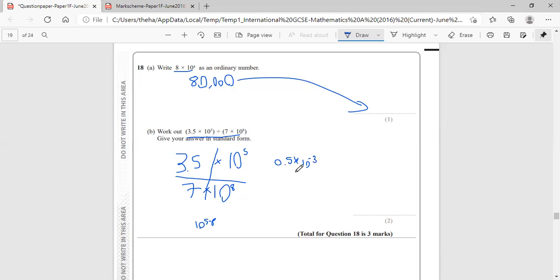No, it's not, because you have to have a whole number between 1 and 10 for it to be in standard form. So we can change this to 5 times 10, and because we're moving the decimal over again, we're going to have to go another index down. So we end up with 5 times 10 to the negative 4. There we go.